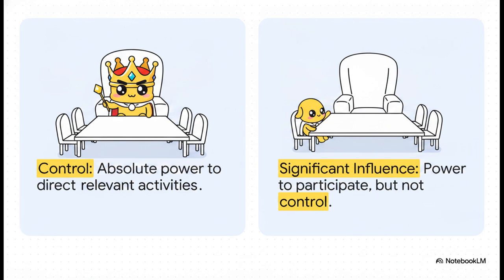To understand how these cousins are treated, we really have to look at the boundary lines of power. Having control of a subsidiary means you have absolute power to direct relevant activities and affect returns. It's your show, completely. But with an associate, you only have what's called significant influence. This means you get to participate in financial and operating policy decisions, but you don't control them outright. You basically have a seat at the table, but you're definitely not sitting at the head of it.